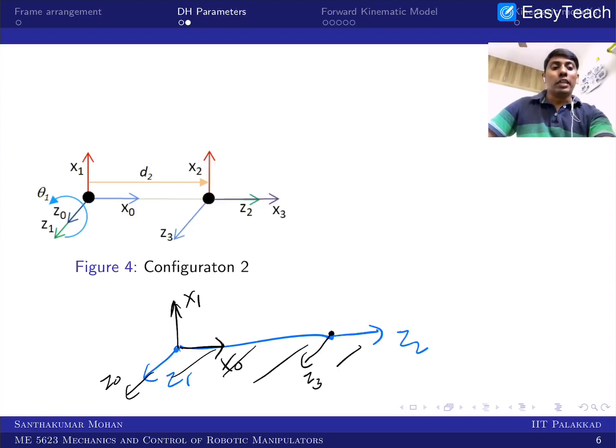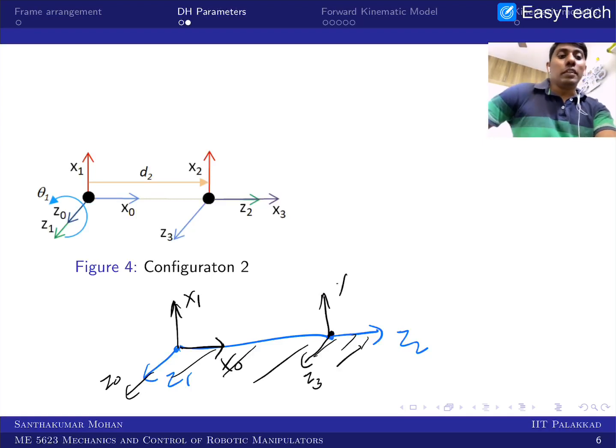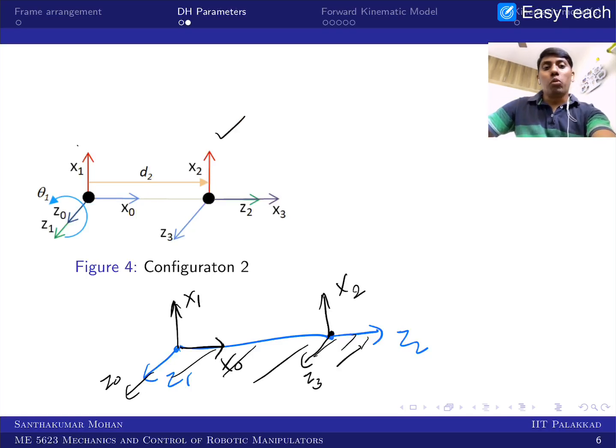Then you can see that z2 and z3 are non-parallel, and they are 90 degrees apart, and this is the plane. So there is an axis supposed to come vertically outward or inward. This is the axis of x2. Now, in order to maintain consistency, I am taking x3 parallel to x0.